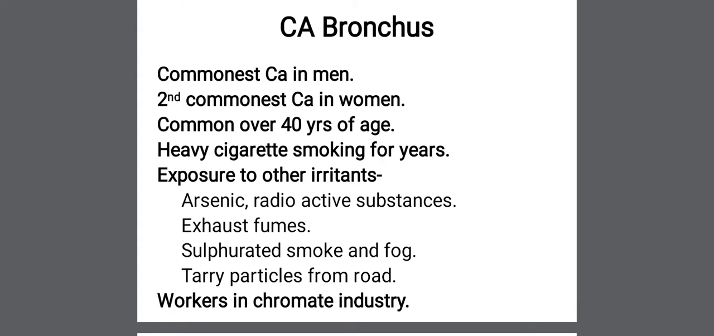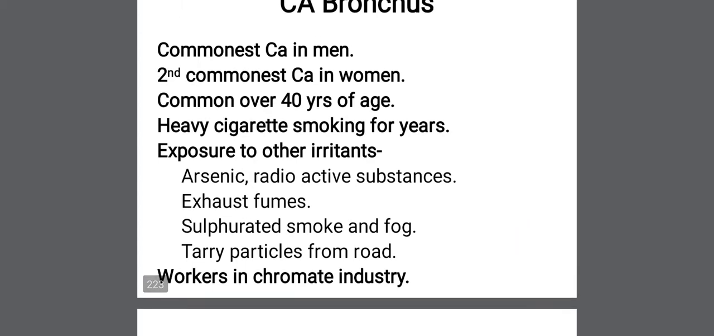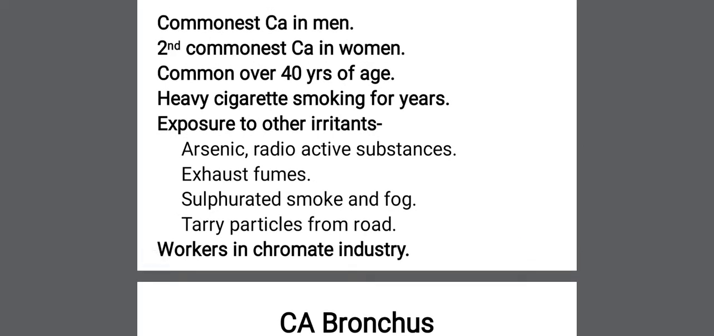The next factor is exposure to other irritants like arsenic or radioactive substances, exhaust fumes, sulfurated smoke or fog, some tarry particles from the road, and workers in the chromate industry. So these are some irritants that may cause CA bronchus. These are the predisposing factors.